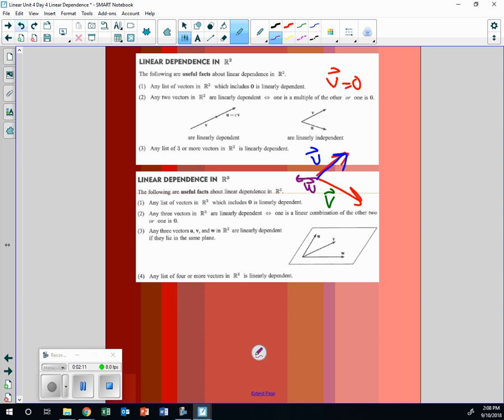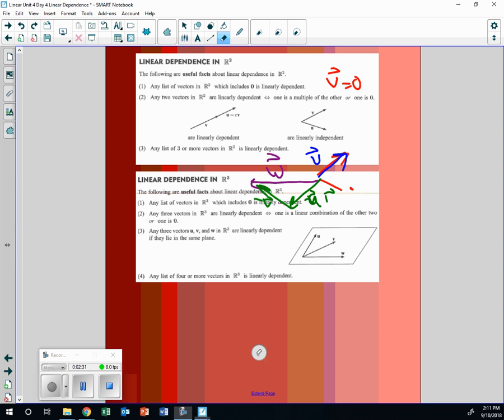Turn to your neighbor, see if you can tell me why these are not independent anymore. We conclude that any list of 3 or more vectors in R2 is going to be dependent. Isn't that interesting? Does that make sense? Turn to your neighbor and explain that in your own words. Go.